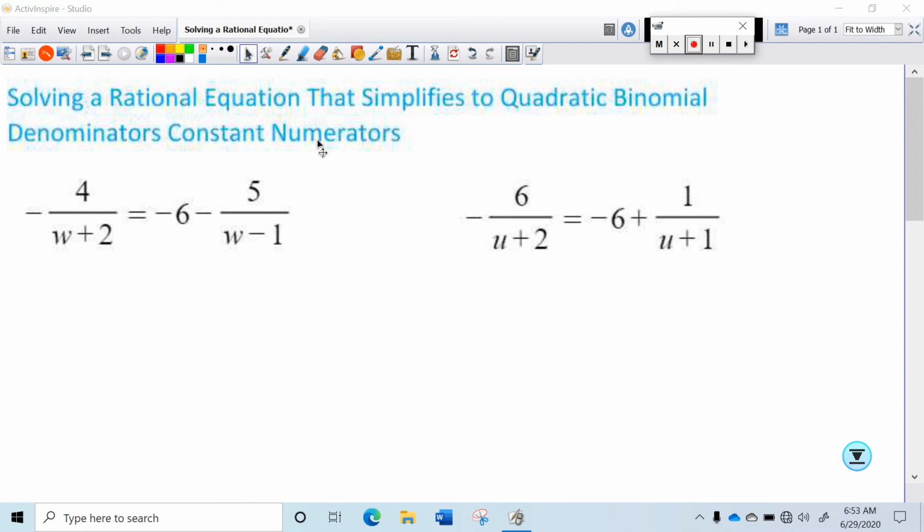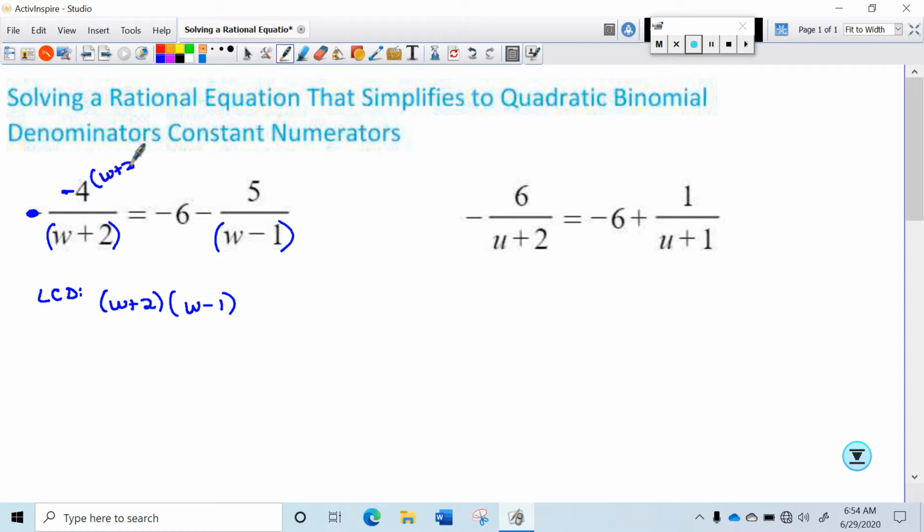Okay, I have binomial denominators on this, so I actually want to put them in parentheses. And this negative in front of the fraction bar, I'm going to move it up top with the 4. So now I want an LCD, which is one of each thing in my denominator. So I've got a family of w plus 2 and a family of w minus 1. Those are the denominators. Now, I'm going to put that LCD with each numerator, like this.